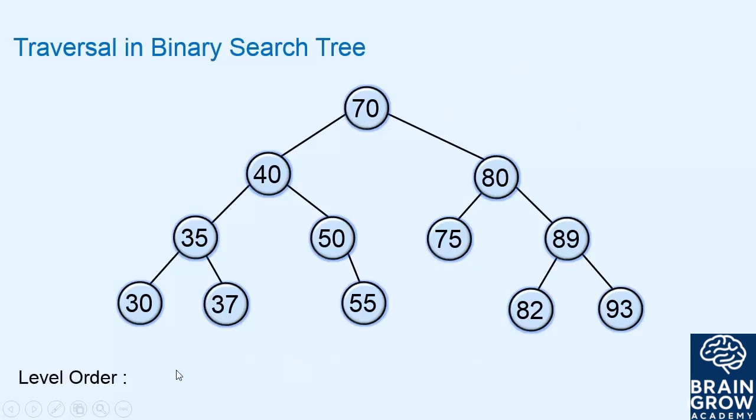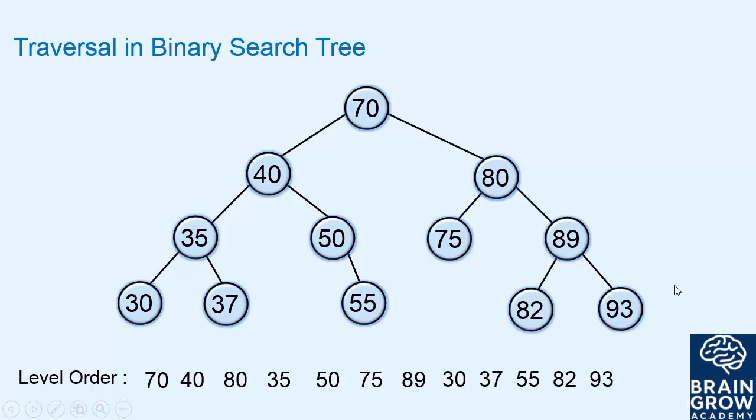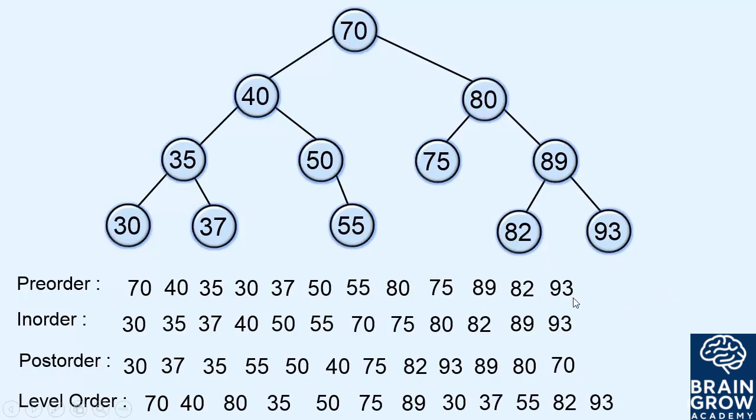Now let's see the level order traversal. First, this node at level 0 is visited, then the nodes at level 1, then these nodes at level 2, then these nodes at level 3. So these are all the traversals for this tree. We can see that the in order traversal gives us the keys in ascending order.